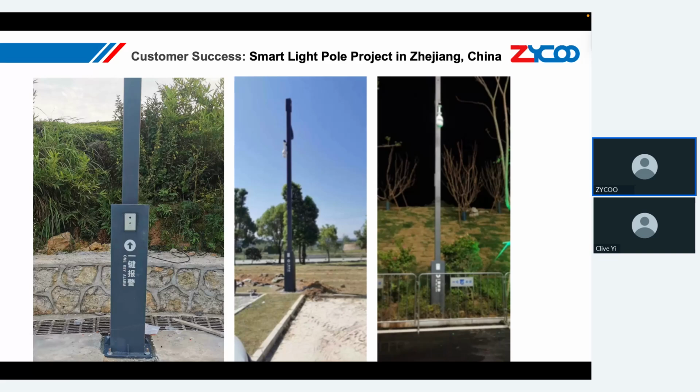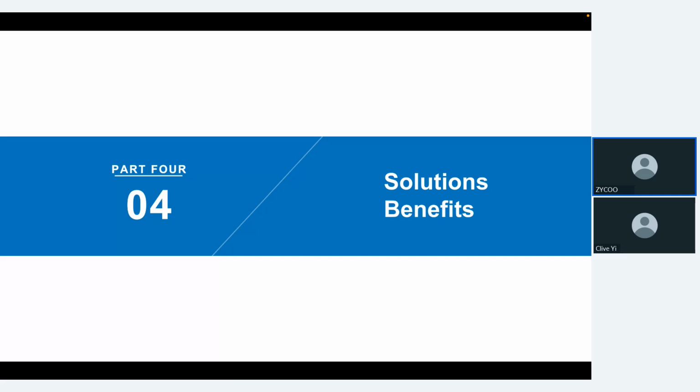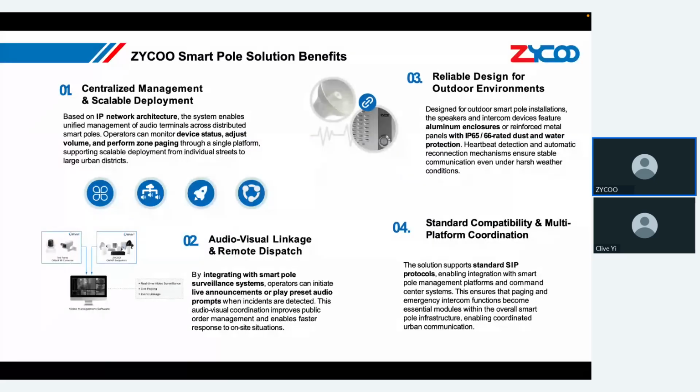You can see this one here. This is the camera, and this is a call button. As you can see, it says one key alarm. So it's for when a visitor is in danger and needs help, he or she can press the button to call for help. So those are the cases. And then we move to the final part.